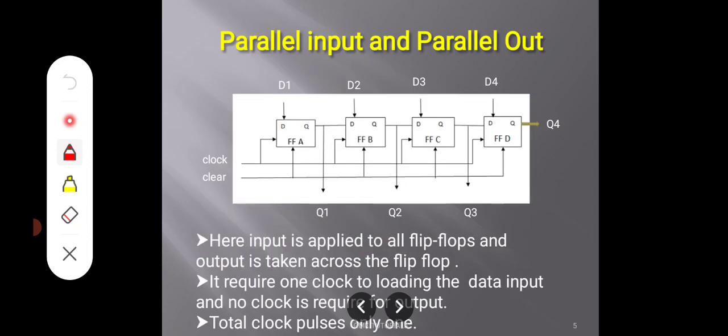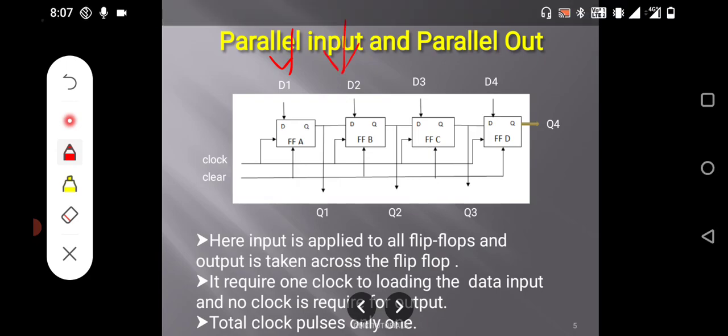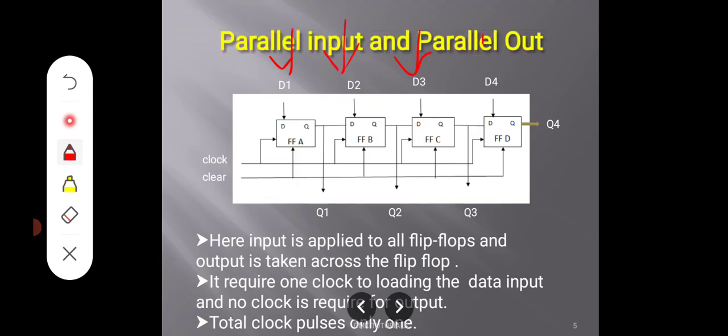Parallel input and parallel output. So in case of the parallel input and parallel output, we are applying the input to all the flip-flops at a time. Therefore, data is applied to all the flip-flops at a time with a single clock. Therefore, in case of the parallel input and parallel output, only one clock is required to load the data.